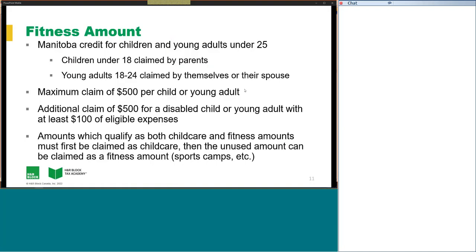So the first one that we haven't done is the fitness amount. Now, those of you who are old tax preparers will know there used to be a federal fitness amount, and fairly recently the federal fitness amount was taken away. Most provinces similarly removed their provincial fitness amounts. They mirrored what the government did. Manitoba kept it. And I will say a lot of people don't know that Manitoba kept it.